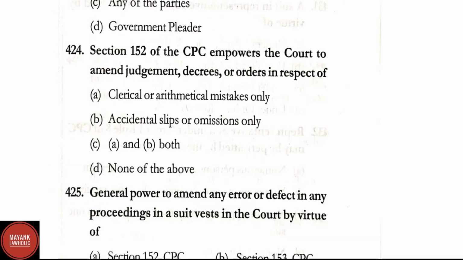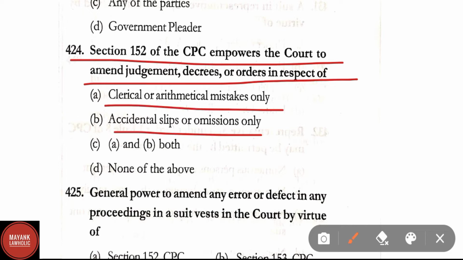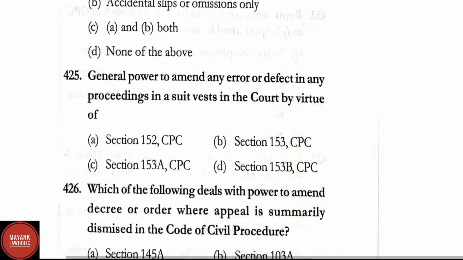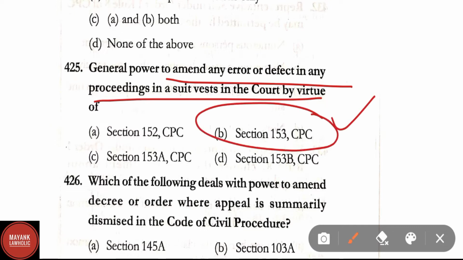Question number 424. Section 152 of the CPC empowers the court to amend judgments, decrees, or orders in respect of clerical or arithmetical mistakes only, accidental slips or omissions only, both A and B, and none of the above. Here correct answer is option C, that is both A and B. Question number 425. General power to amend any error or defect in any proceedings in a suit vests in the court by virtue of. Here correct answer is option B, that is section 153 of CPC.